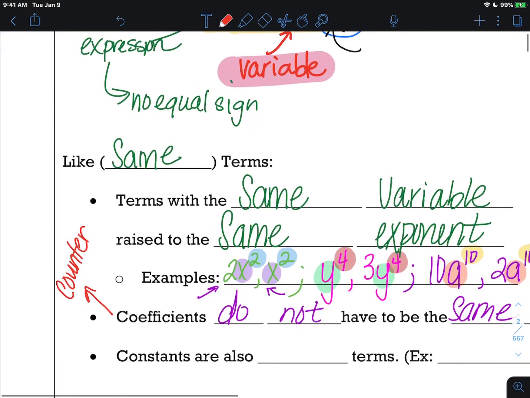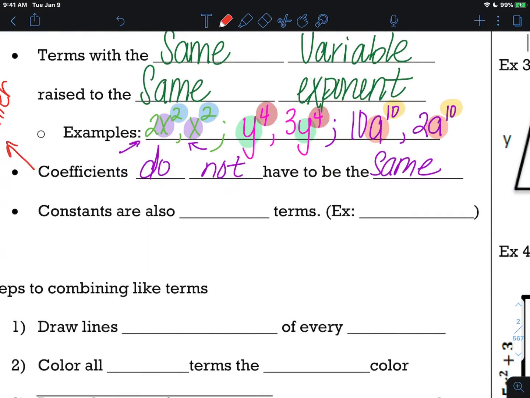Let's talk for a second about that. If I said 10x, 9x, that means I have 10 x's adding together, 9 x's adding together. And I'm just writing it like that so I'm not writing x plus x plus x plus x plus x. Okay? My constants, the numbers that are by themselves, are also considered like terms. Examples might be 5, -9, +10. All of those I can put together and add together.